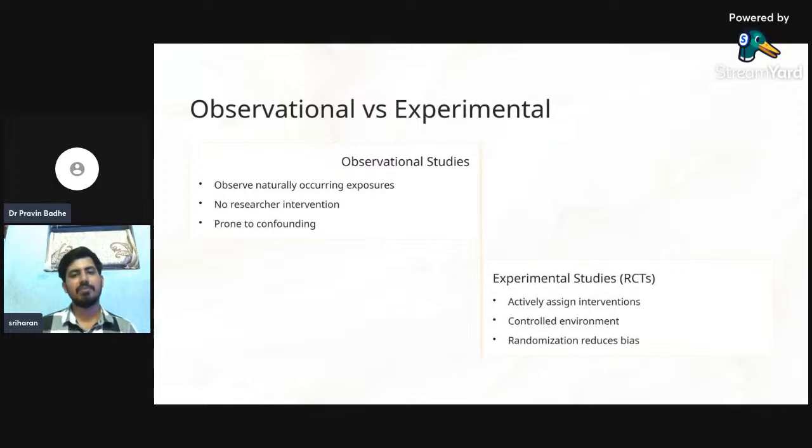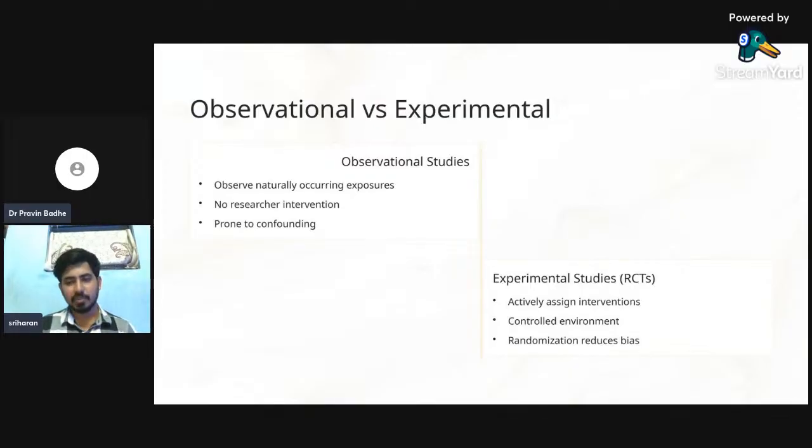Here is the difference between an observational study and an experimental study. Previously I was telling about the experimental. The observational study is naturally occurring. We observe the patients who are naturally exposed. There are no fundamental rules to be followed like in an RCT, where a strict environment should be followed. Here, we naturally observe the patient.